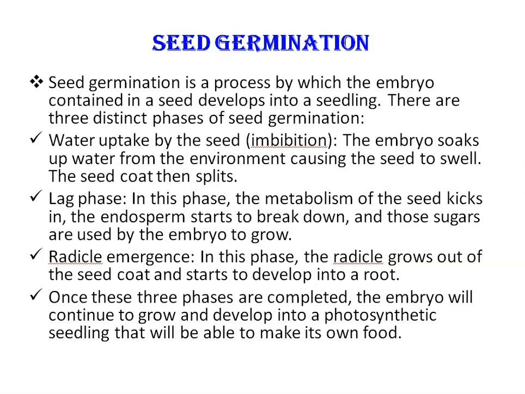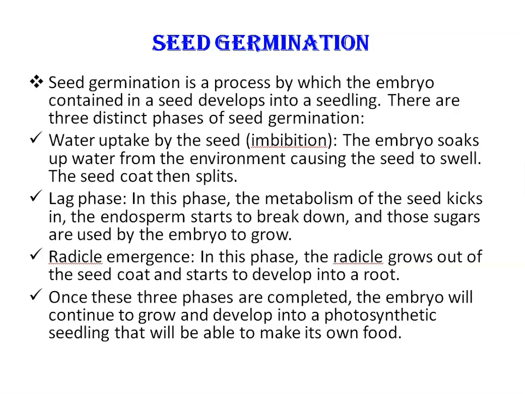Now, I will tell you about seed germination. Seed germination is a process by which the embryo contained in a seed develops into a seedling. There are three distinct phases of seed germination. First is water uptake by the seed, called imbibition. Here, the embryo soaks up water from the environment, causing the seed to swell, and the seed could then split. Next phase is the lag phase. In this phase, the metabolism of the seed kicks in and the endosperm starts to break down, and the sugars are used by the embryo to grow.